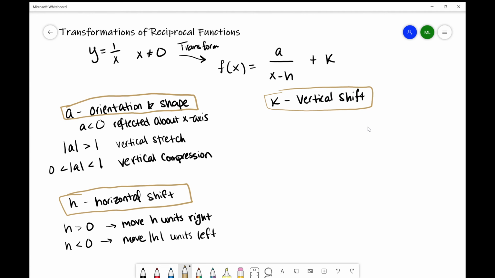All right. So if k is positive, then you move k units up. Now, if k is negative, then you would move the absolute value of that k units down.